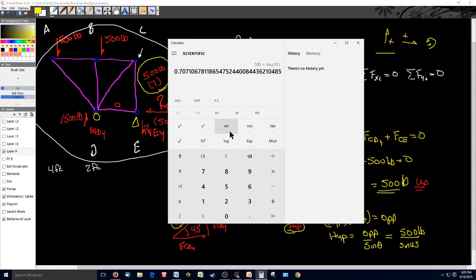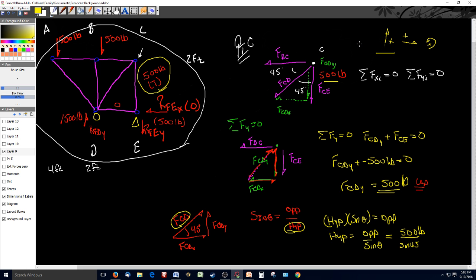Sorry, I had to find my mouse. Sine equals 707 pounds. 707 pounds. Oops. Use the right end of my pen here.